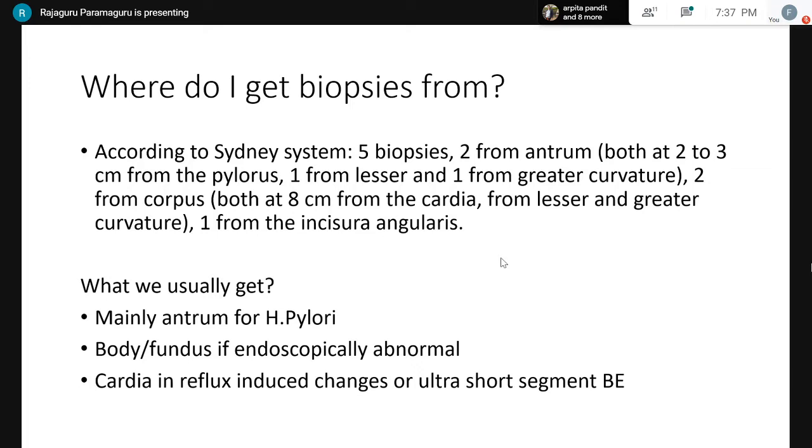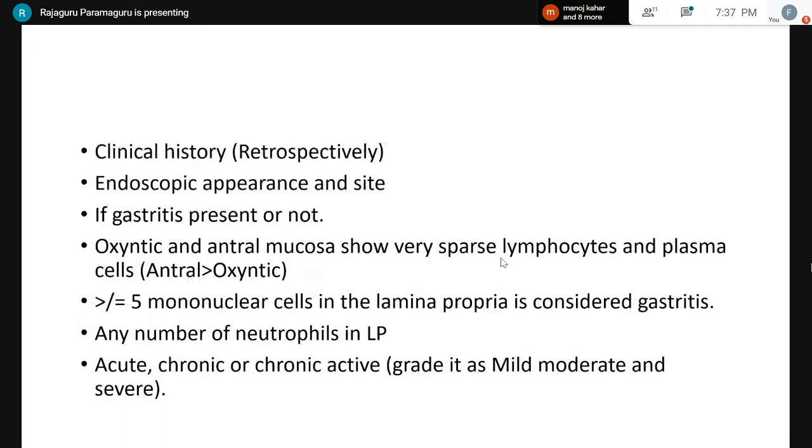So what we have to look for, first, is the clinical history. Since, as I told, most of the time it's going to be H. pylori related gastritis. But in certain cases, you will need a clinical history. So after you see a biopsy, you find something different, you go and check the patient's file, or you speak with the clinician about what the clinical history was and what the patient is actually having.